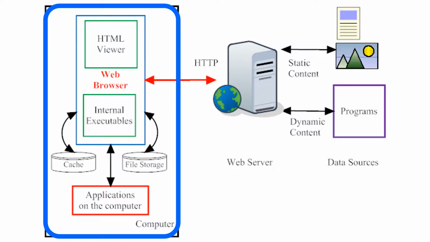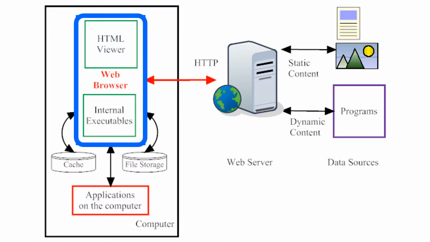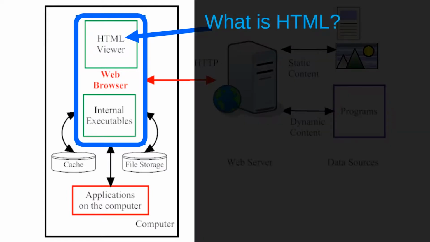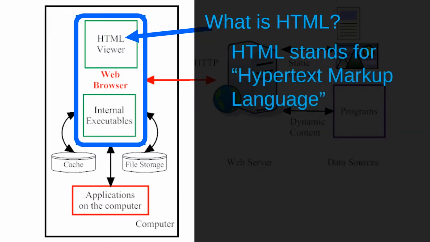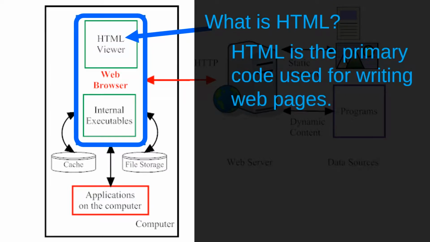In your computer, there's an application called a web browser that allows you to interact with the web. Popular web browsers include Firefox, Chrome, Safari, and Internet Explorer, but there's other options out there as well. One of the primary functions of a web browser is to request and display web pages for the user. That function is represented by the green box that says HTML Viewer. What is HTML exactly? HTML stands for Hypertext Markup Language, and it's the primary code used for writing web pages. We'll look at HTML a little more closely later in this lesson.